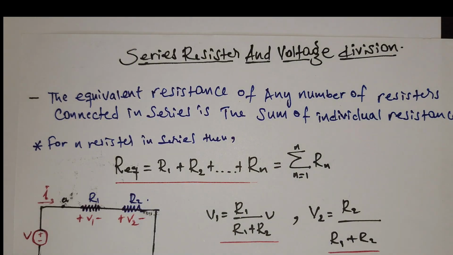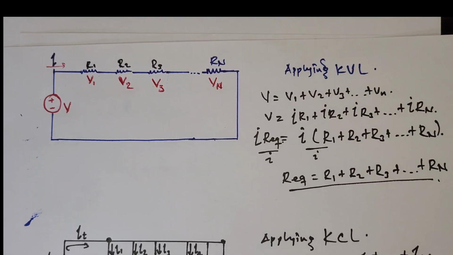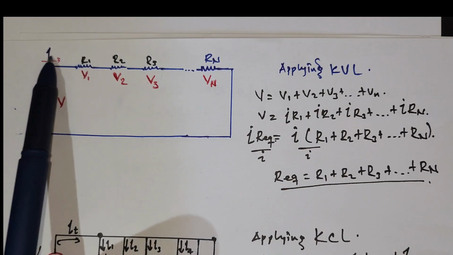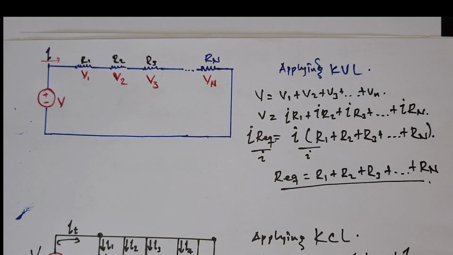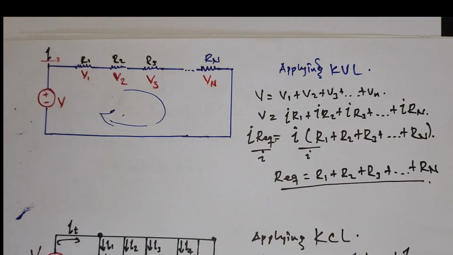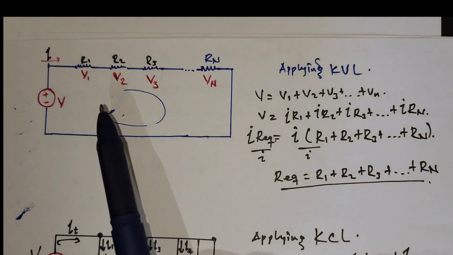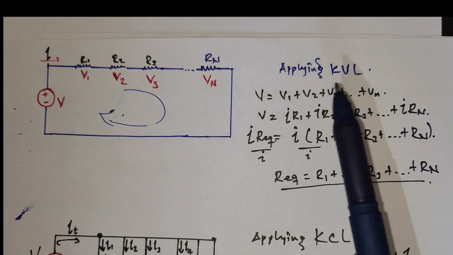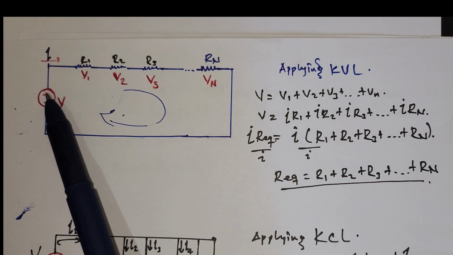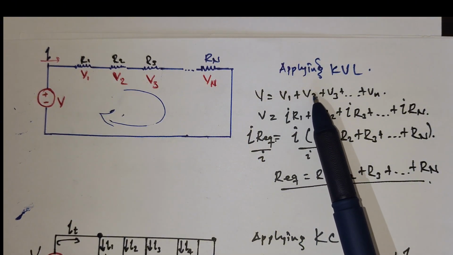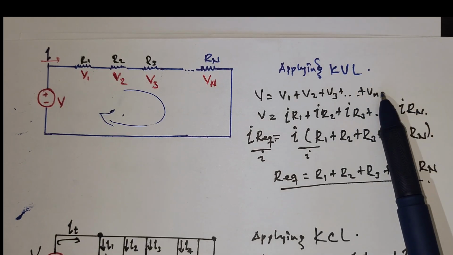This formula is simply derived by applying KVL to this circuit. This circuit is a single loop circuit, so we can apply KVL to the whole circuit, as you see. When we apply KVL, we add the individual voltages. The supply voltage is this one: V is equal to V1 plus V2 plus V3 up to Vn.